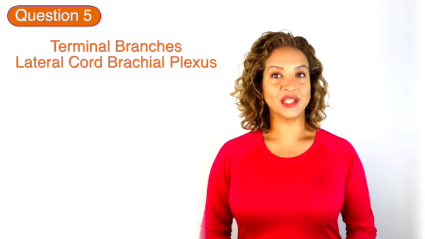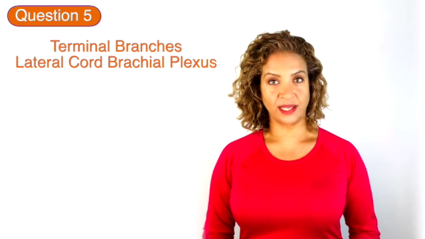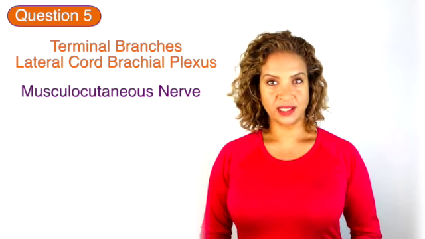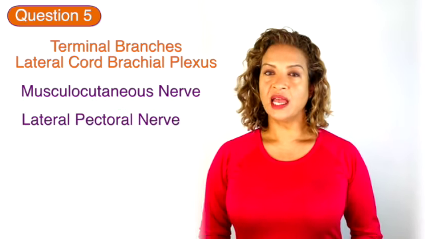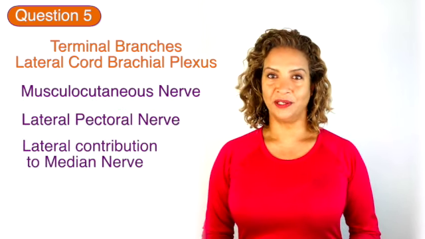Question 5. The 3 terminal branches of the lateral cord of the brachial plexus are the musculocutaneous nerve, the lateral pectoral nerve, and the lateral contribution to the median nerve.